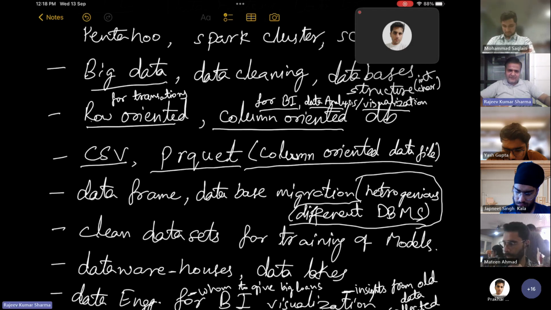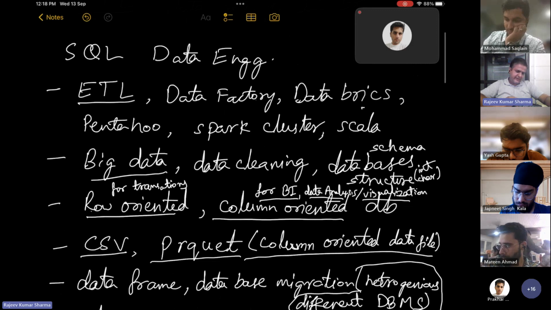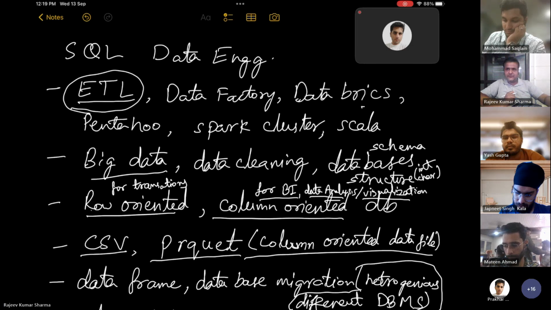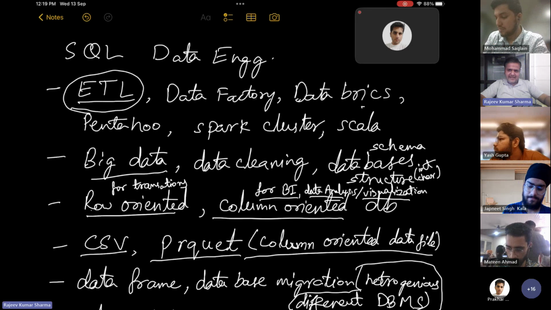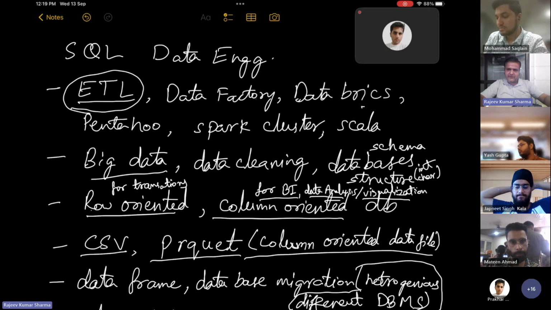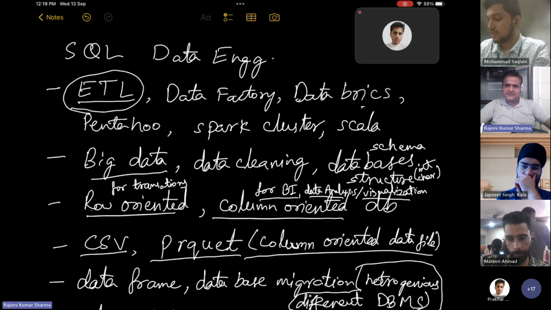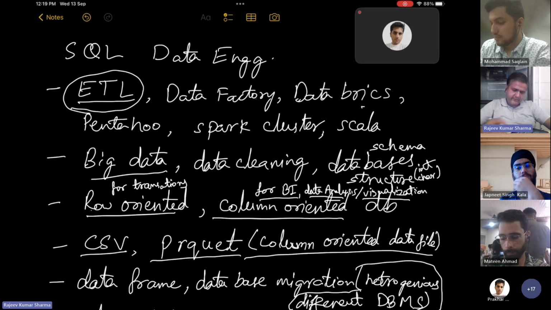To transfer huge amounts of data from one place to another, we use the terminology ETL. Understood what ETL is? Extract, transform, and load. This is the main core work of data engineers. They are supposed to do ETLs to transfer large amounts of data from one place to another. Understood?